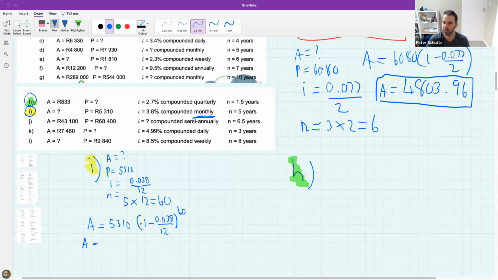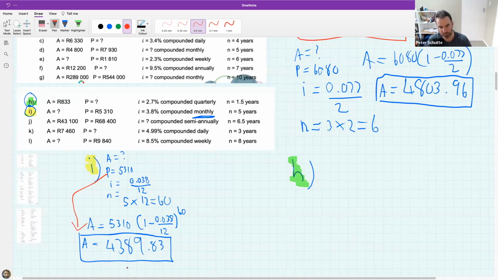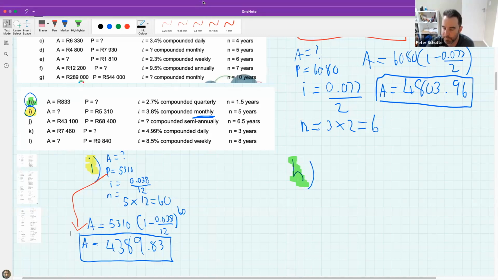So I see in the chat, Peter and a bunch of students agree. It should be 4389.83. So 4389.83 is how much that will be worth in the end. So it's lost value. It started out life being worth 5,310, and then it ends up being 4389. Awesome. See if you can do H now. Now H is a little bit different. See how you can adapt the question for that.